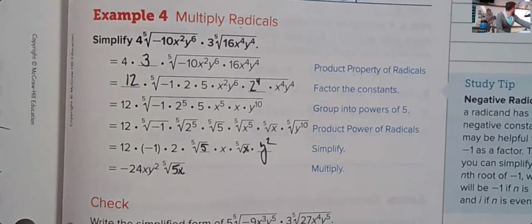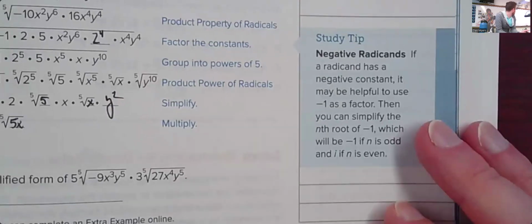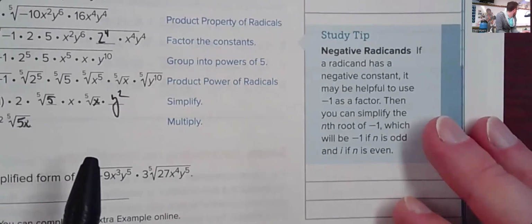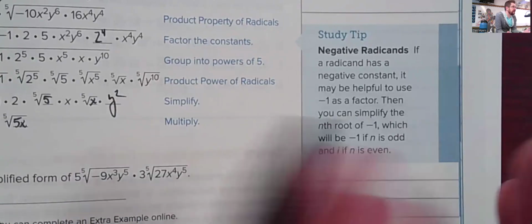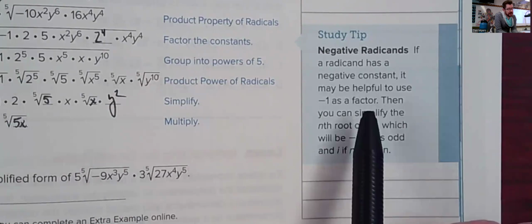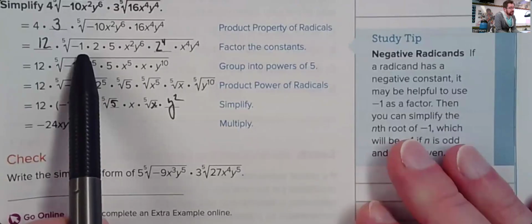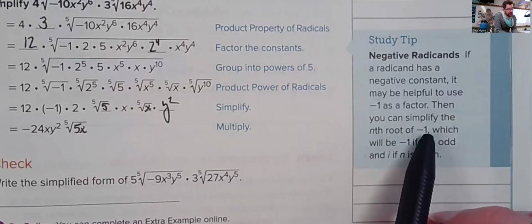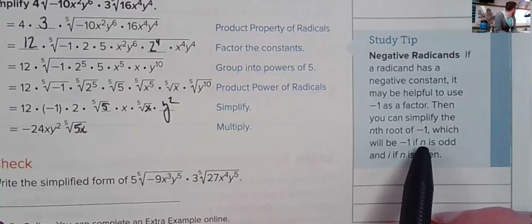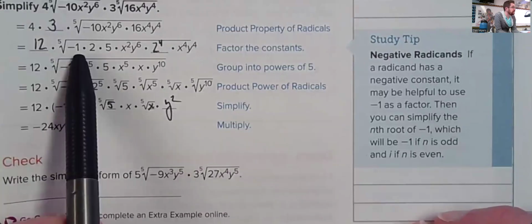Now, there's a little study tip off to the side here. Basically, it's a hint. It says if a radicand has a negative constant, if you have a negative number underneath your radical symbol, it may be helpful to use -1 as a factor. That's what happened over here. Factor out the -1. Then you can simplify the nth root of -1, which will be -1 if the index is odd, which happened here.